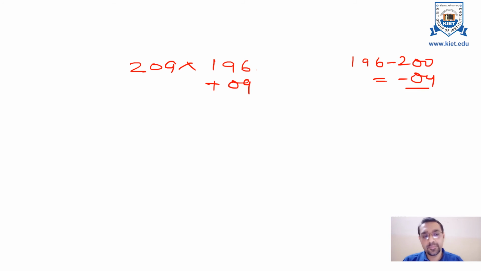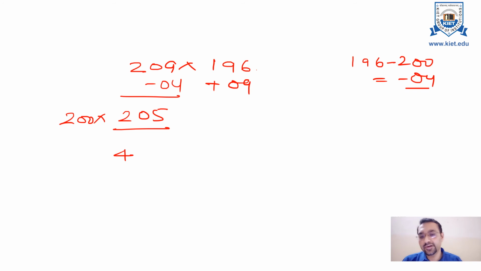Next I am going to take two numbers where one number is greater than 200 and one number is smaller than 200. So let's say I have taken 209 and 196. So 209 minus 200 will give you plus 9, and 196 minus 200 will give you minus 4. So you have to write down minus 4. Now you have to add these two numbers, so you will get 205. Now you have to multiply this number by 200, so you will get 41000.